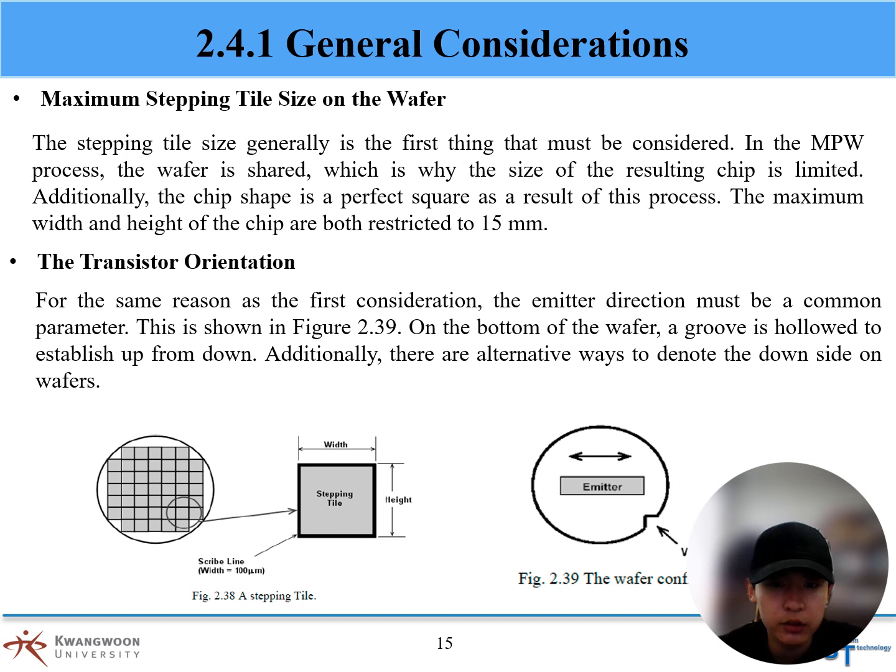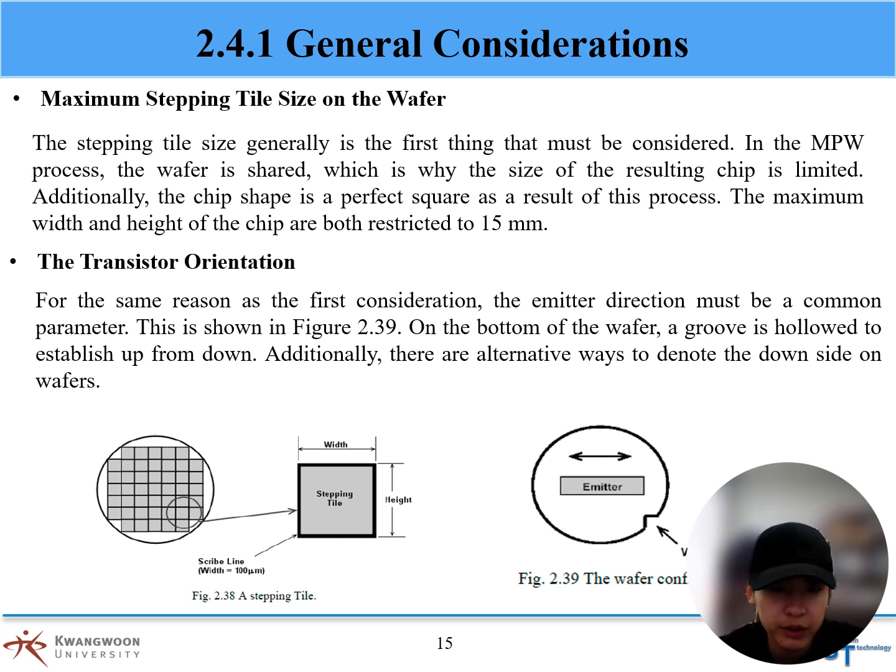This part is general considerations. The stepping tile size generally is the first thing that must be considered. In the MPW process, the wafer is shared, which is why the size of the resulting chip is limited. Additionally, the chip shape is a square as a result of this process. The maximum width and height of the chip are both restricted to 15 mm.